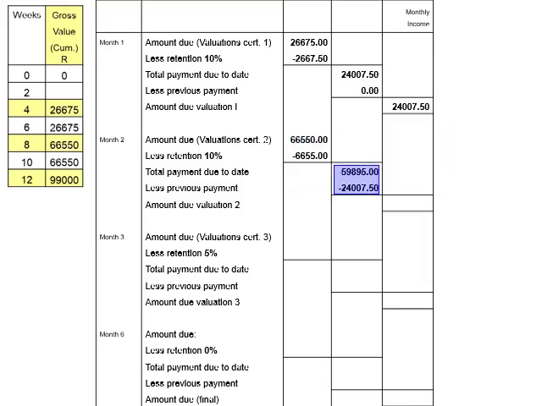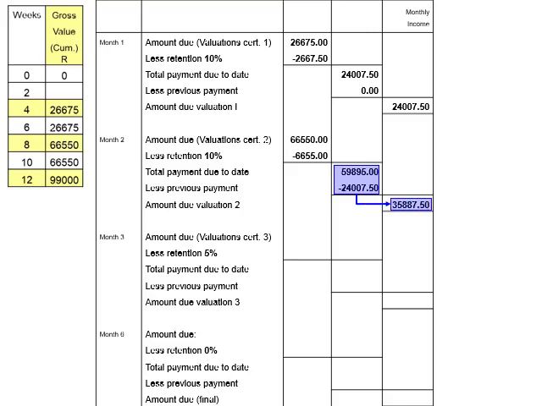Now, continue to calculate the single amount due for valuation 2, by deducting the previous payments, reflected as 24,007 Rand and 50 cents from 59,895 Rand. The amount due for valuation 2 is thus, 35,887 Rand and 50 cents. Let us calculate the amount due for valuation 3.